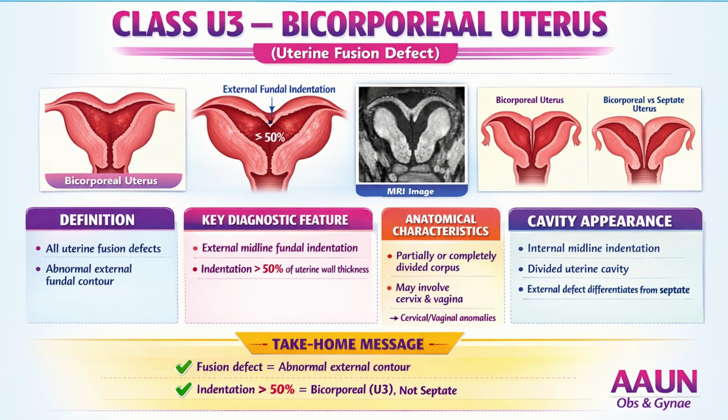Class U3 is bicorporeal uterus. It is defined as all uterine fusion defects along with abnormal external fundal contour. The key diagnostic features include external midline fundal indentation, and indentation is more than 50% of the uterine wall thickness. There is partially or completely divided corpus. It may involve cervix and vagina. When we assess the cavity appearance, we find internal midline indentation, divided uterine cavity, and external defect differentiates from septate.